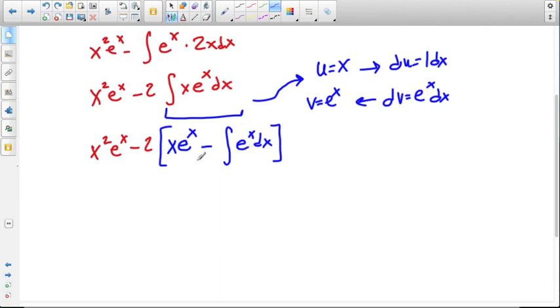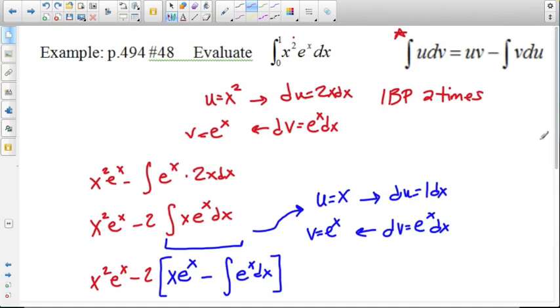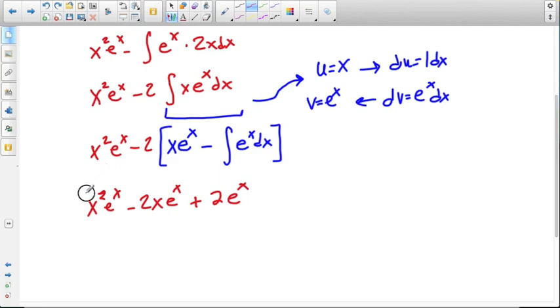So we can just go ahead and integrate this last portion here, and we end up with x squared e to the x minus 2x e to the x, and distributing the minus 2, we end up with a plus 2 e to the x for our expression. And this also is a definite integral from 0 to 1, so we are going to evaluate that from 0 to 1. Notice the pattern here.